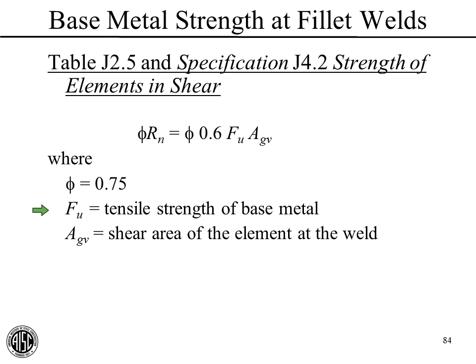I think it's clearer. Now, F sub U is the tensile strength of the base metal, and phi is 0.75 because we're checking shear rupture.